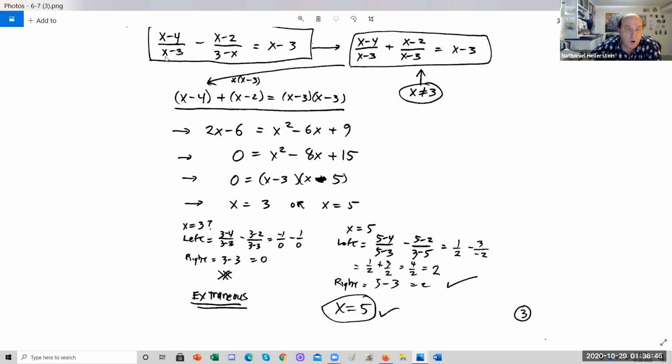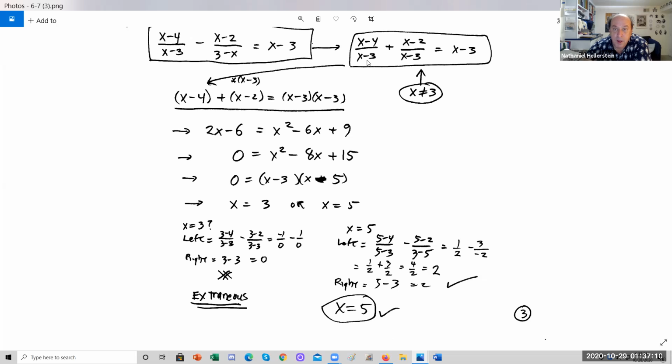You have (x minus 4) over (x minus 3) minus (x minus 2) over (3 minus x) equals x minus 3. Now these are subtractions in opposite order, x minus 3 and 3 minus x. We can fix that though. We'll flip this 3 minus x to an x minus 3 and change the minus to a plus, and then we'd be fine.